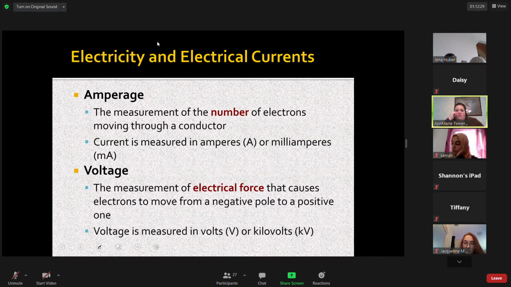Okay, amperage, I talked about this. This is the measurement of the number of electrons. Your electrical current is measured in amperes or milliamperes or MA, whatever you want to call it. I usually say MA. So this has to do with the number or the quantity. Voltage is the measurement of electrical force that causes electrons to move from a negative pole to a positive pole. And your voltage is measured in either volts or kilovolts.